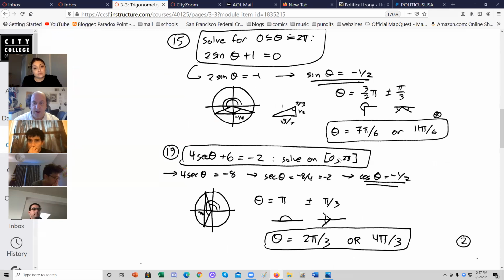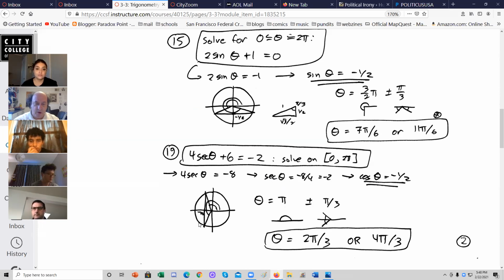Now here, again, we're going to have to solve on 0 to 2 pi on the unit circle on the first rotation. 4 secant theta plus 6 equals -2. All right, so transpose the 6, 4 sec theta equals -8. Divide by 4, secant theta is -2. Now this is a secant, what we need is the cosine, but the reciprocal of secant is cosine. Take the reciprocal of both sides, and cosine theta equals -1/2.